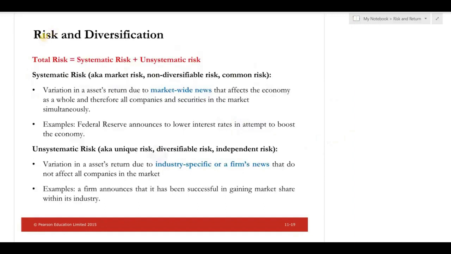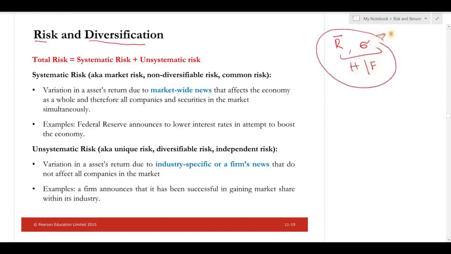Now the next topic is risk and diversification. Before this topic, remember that we have understood how to calculate our return as well as standard deviation using both historical as well as future data. We know how to calculate it for any asset or security. For example, if we are investing in Apple, only in one stock, the risk was called total risk, and total risk was standard deviation.